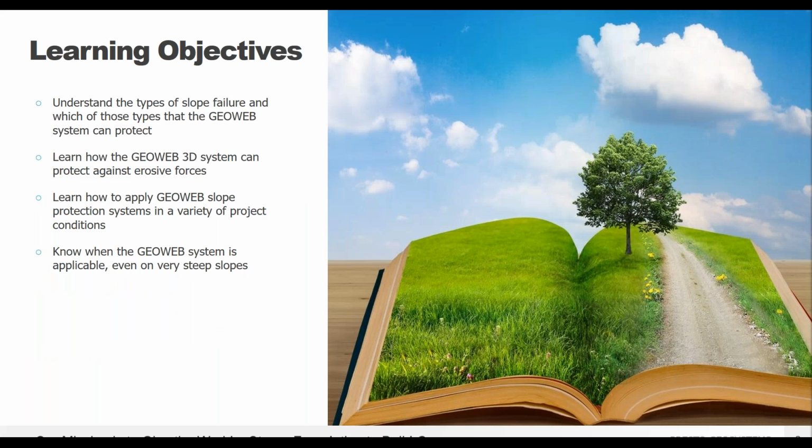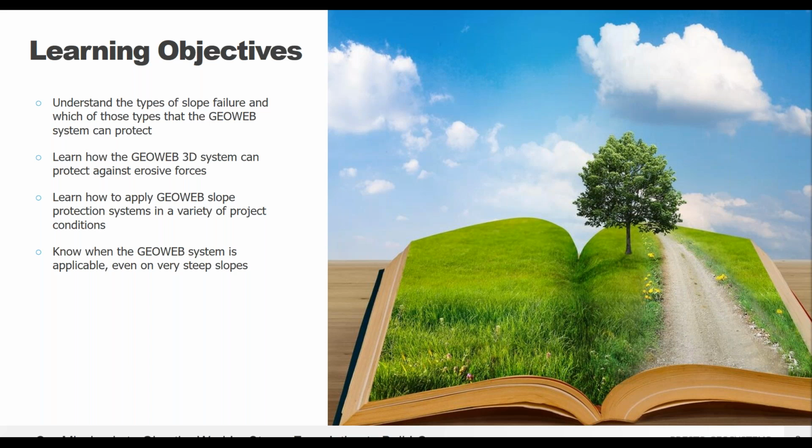So here are some of the things that I hope you get out of today's presentation. Some learning objectives: understand the causes of surface erosion, which is kind of what we're focusing on today, and learn about how the GeoWeb system can help improve that and protect against those different types of erosive forces. You can see how flexible and versatile the GeoWeb system is, and just how well the system can work on a wide variety of projects, even very steep slopes.